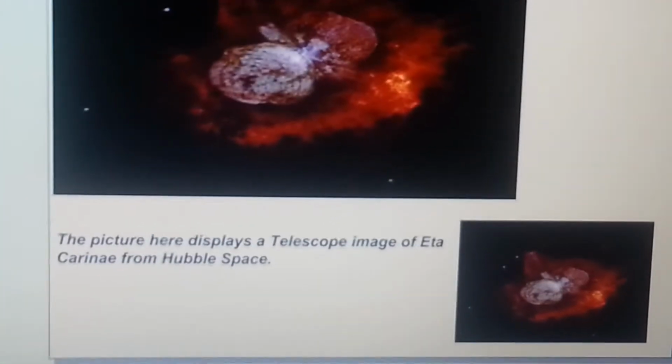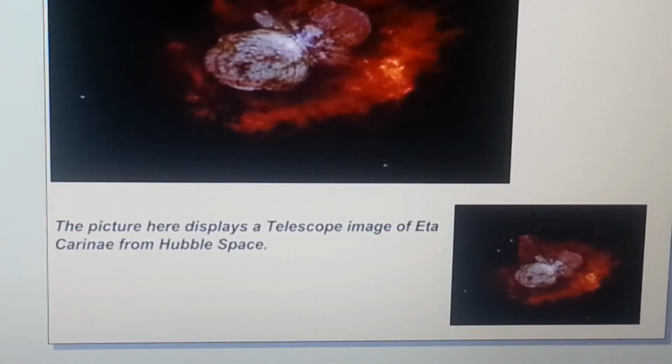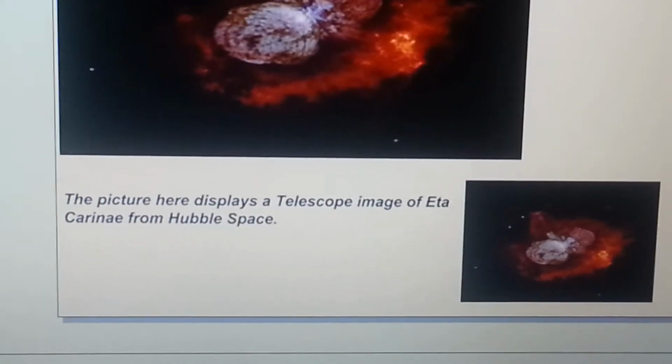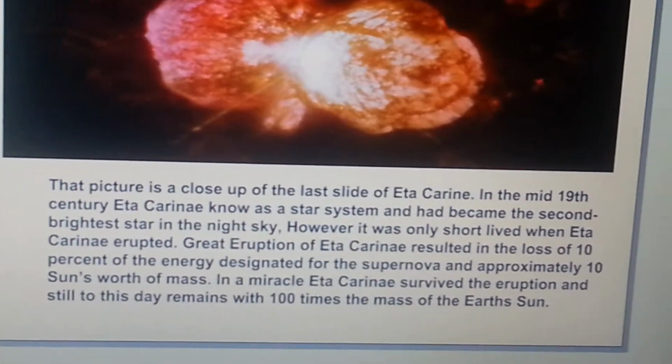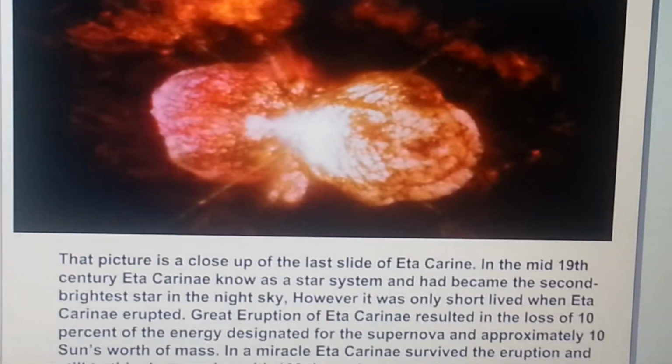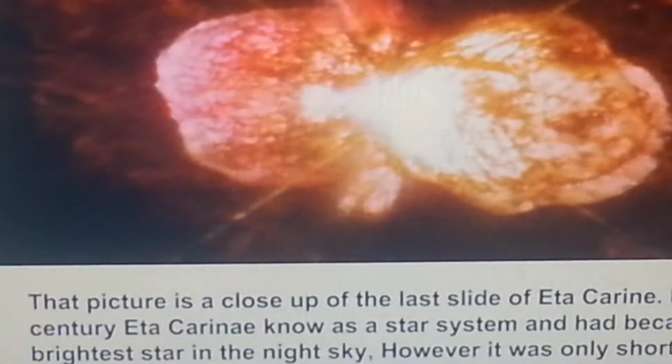Here's a picture from the telescope, an image of Eta Carinae from the Hubble Space Telescope. Here is a closer picture of it. Let's see if we can zoom in to just get the impact of it. That's enough.